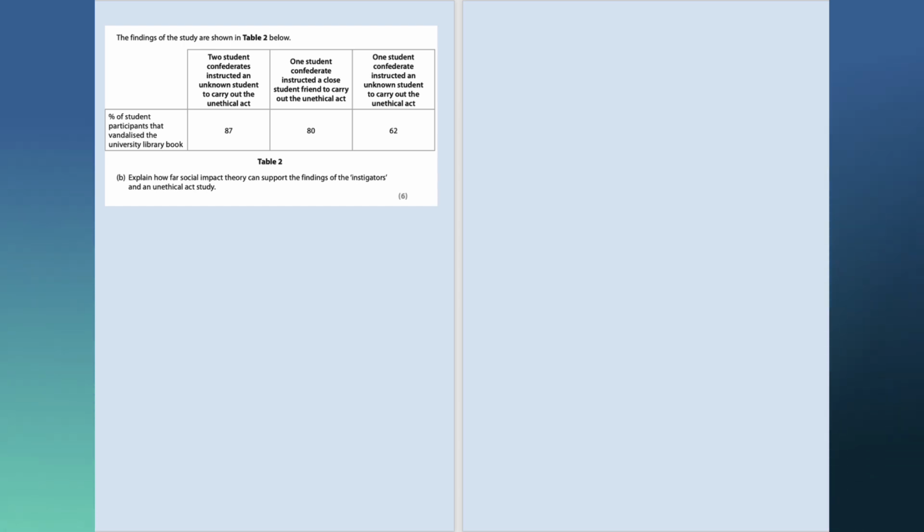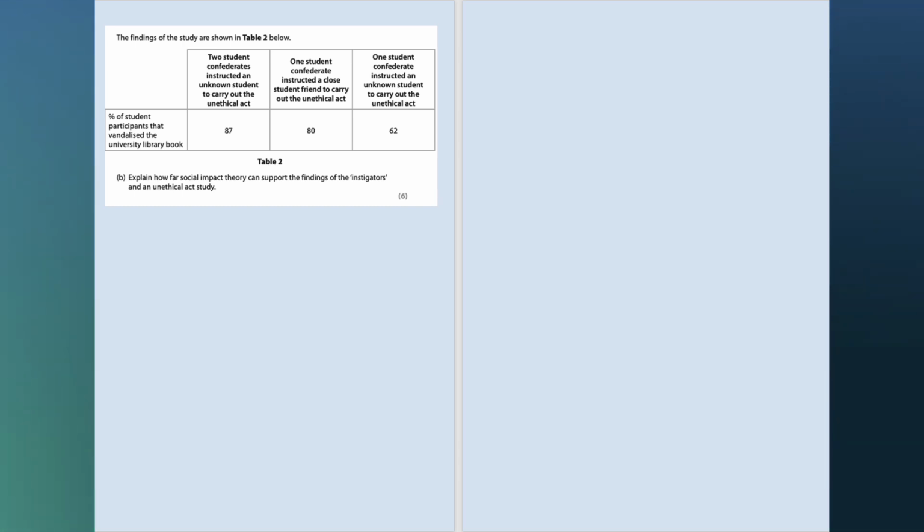You've got the percentages there of the student participants that vandalized the university library book. It looks like if you've got 2 student confederates instructing somebody they don't know to carry it out, you've got 87% vandalizing it. If one person is trying to influence a close friend, it's 80%. But if it's one person trying to influence somebody they don't know, then it drops to 62%.